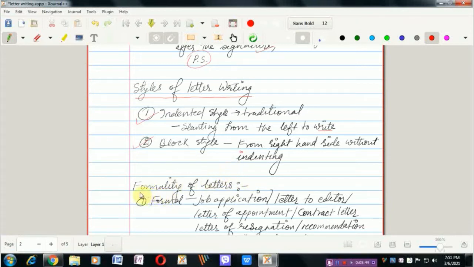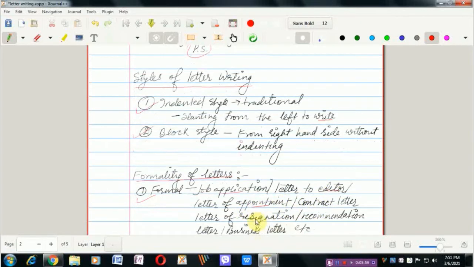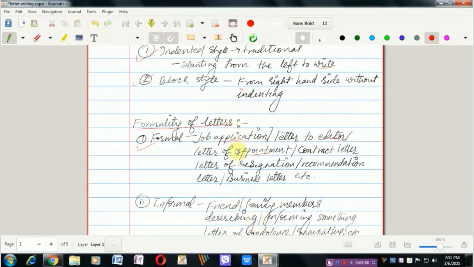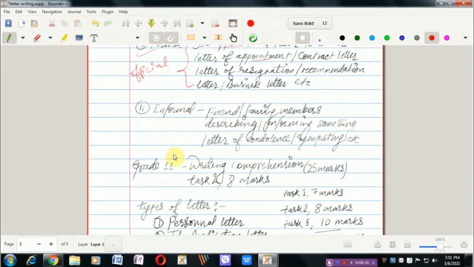And formality of letters. Formal letters such as job application, letter to the editor, letter of appointment, contract letter, letter of resignation, recommendation letter, and business letter are called formal letters, or official letters. And the next one is informal. It's a letter written to our friends and family members, and the body of the letter is a description of something or imparting some information.